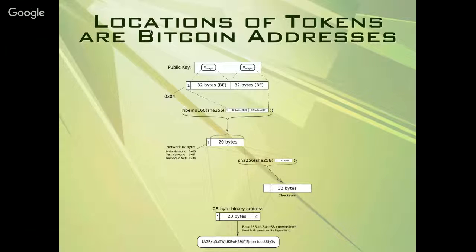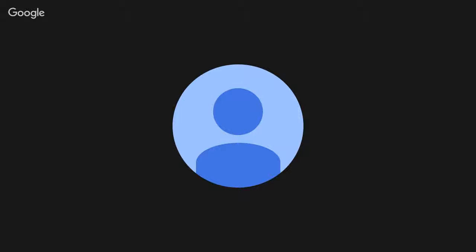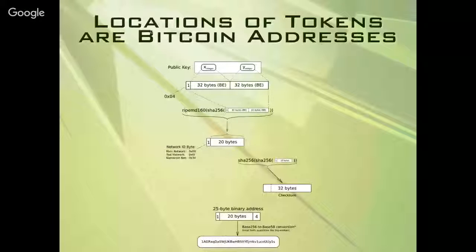A private key is the Bitcoin, and then this is a way to find where that Bitcoin is.